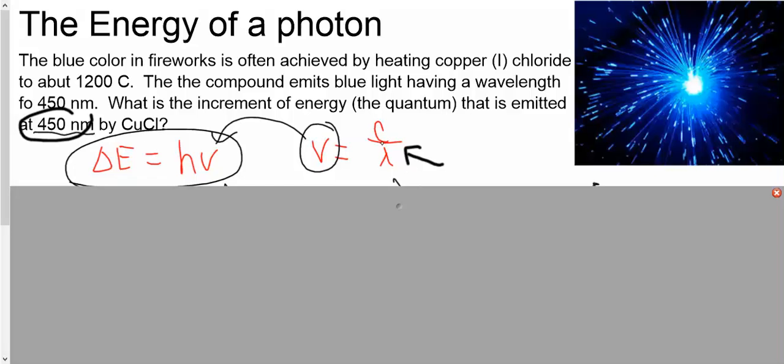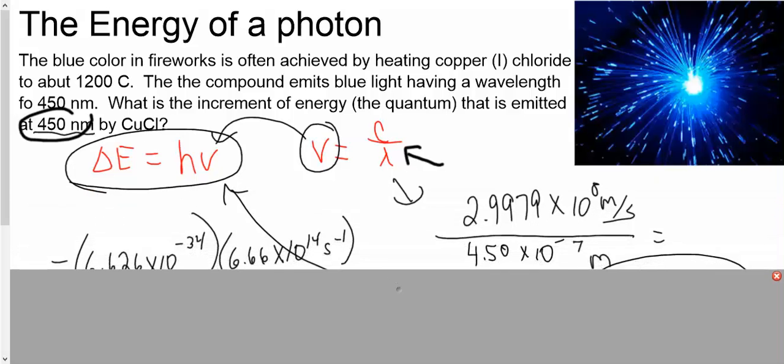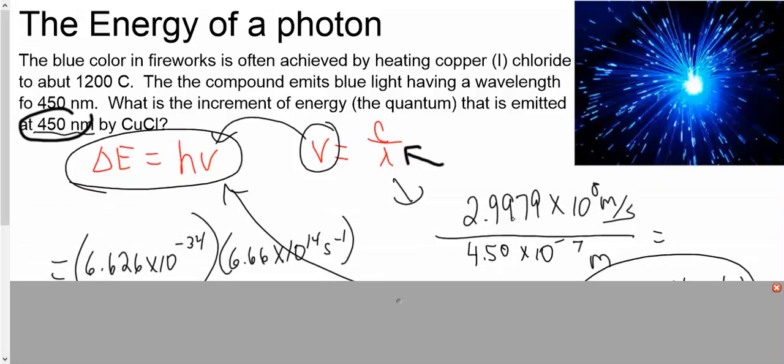2.9979 times 10 to the 8th meters per second divided by 4.5 times 10 to the negative 7th meters, because remember, a nanometer is 10 to the negative 9th meters. So putting into scientific notation, you end up with times 10 to the negative 7th. When you crank out a number here, you get 6.66 times 10 to the 14th hertz.